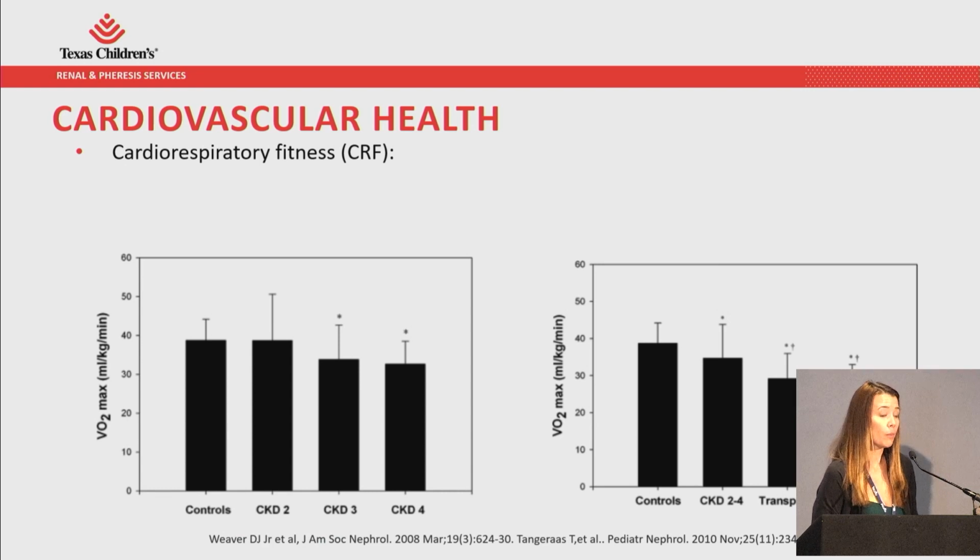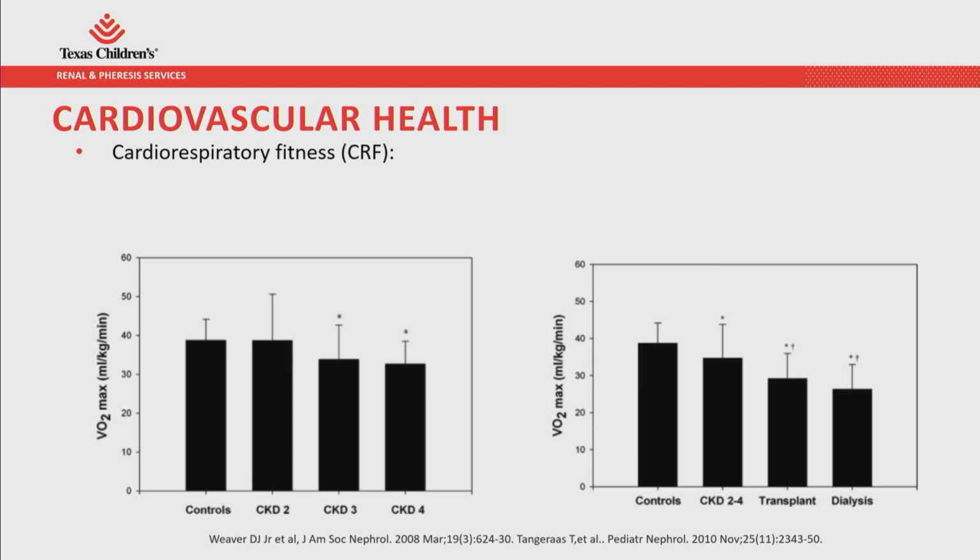What we also know about our patient population, so these are cardiorespiratory fitness values measured by VO2 max. The graph on your left is comparing controls versus CKD stage 2 through 4, so it progressively gets worse with disease progression. And the thing I want to call out on the graph on your right is that there's really a lack of improvement after transplantation. So dialysis is definitely your worst values, but transplant only brings you up so far. It doesn't take you back to control values or CKD values.